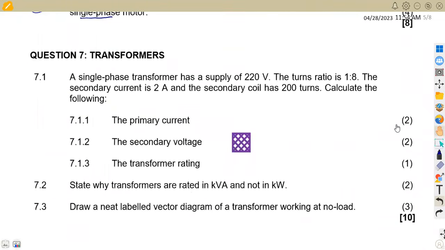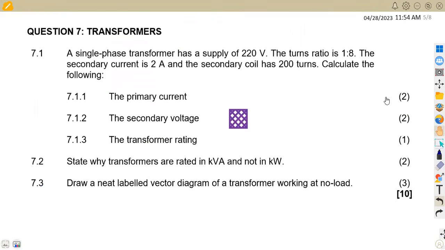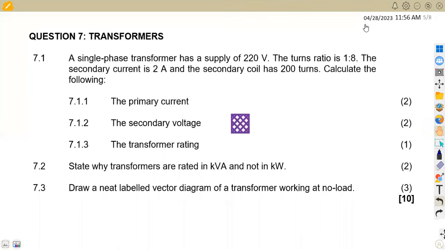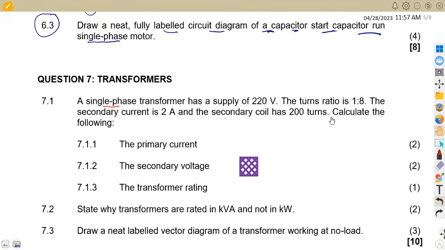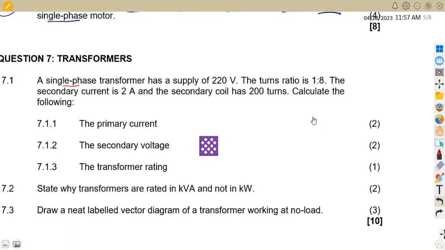On question 7, this is now on transformers. Okay, so we check this one on transformers. In this case, we've got a single phase. Take note, what you need is to check, is it a 3-phase or a single phase? Because how you answer for a single phase and how you answer for a 3-phase is different. Luckily in this case, it's a single phase, which means we do not have much to do. We can just list our information.